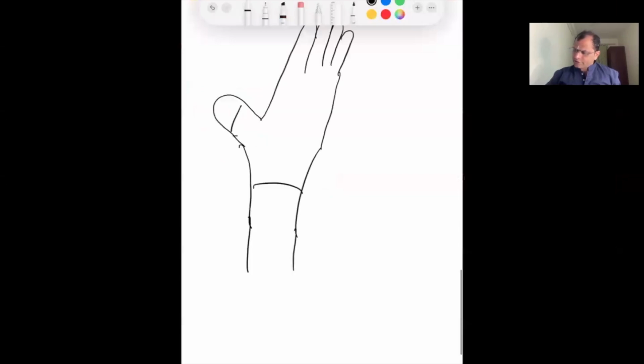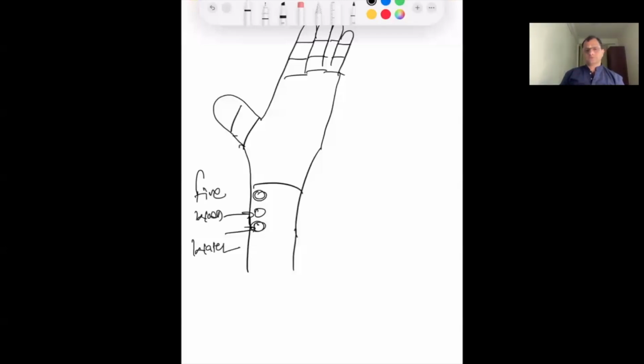So if this is the left hand, pulse number 1, pulse number 2, pulse number 3. So water pulse, wood pulse, and the fire pulse. So we are moving as per the 5 elements. हम घूम रहे हैं 5 elements के अनुसार.